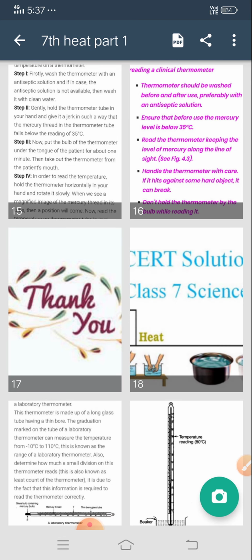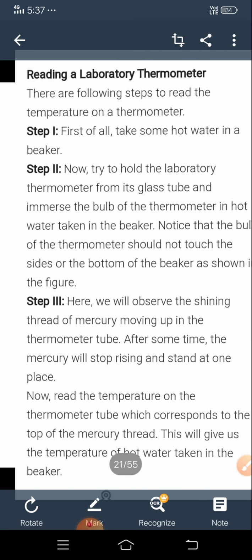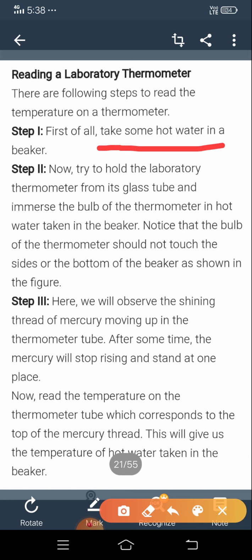Next is your next point, reading of a laboratory thermometer. How do we read the laboratory thermometer? There are the following steps. What is your first step? First step: take some hot water in a beaker.